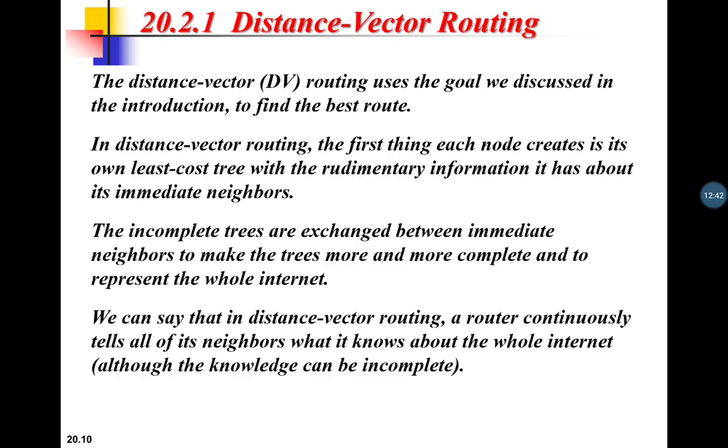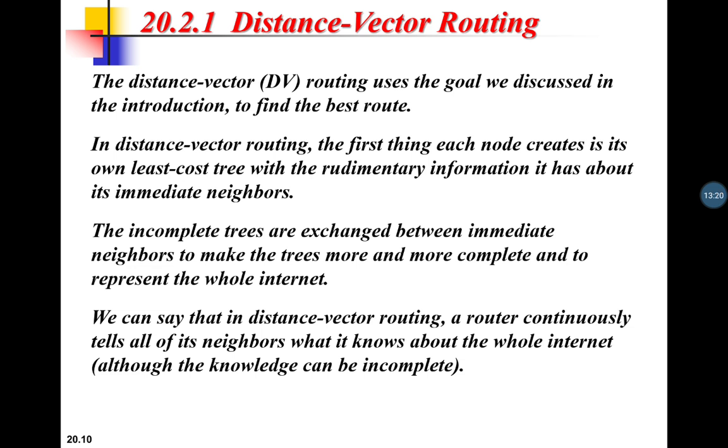So the first one is the distance vector routing. It is very important. Even in the lab, a C program is written for distance vector routing. This distance vector routing uses the goal we discussed in the introduction to find the best route. So here, in this, each node creates its own least cost tree with the rudimentary information it has about its immediate neighbors.